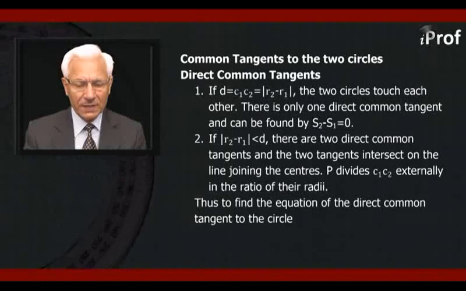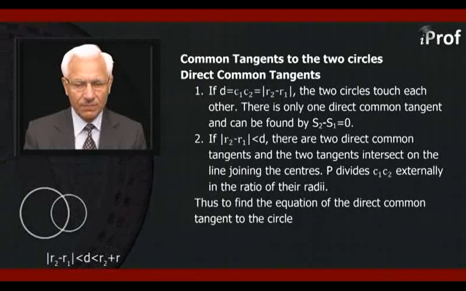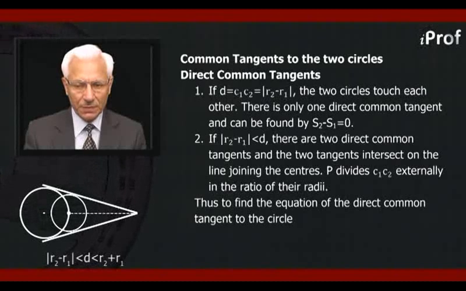If modulus of R2 minus R1 is less than d, that is the distance between the two centers, there are two direct common tangents, and the two tangents intersect on the line joining the centers. P divides C1C2, that is the line joining the centers, externally in the ratio of their radii, as can be seen from the diagrams above.